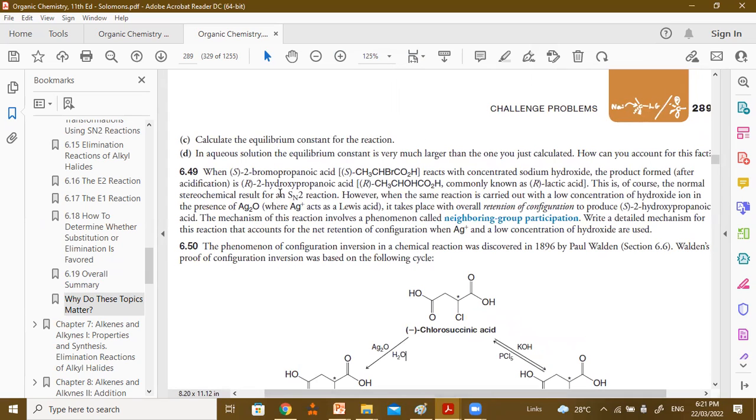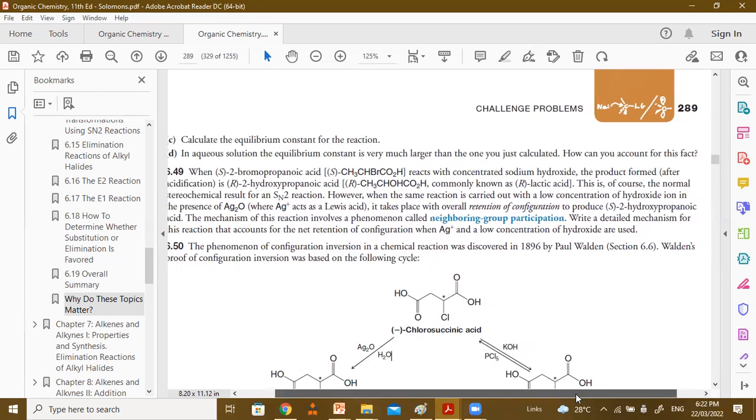When S-bromopropanoic acid reacts with concentrated sodium hydroxide, the product after acidulation is R-2-hydroxypropanoic acid. This is, of course, the normal stereochemical result for an SN2 reaction. However, when the same reaction is carried out at a low concentration of hydroxide ion, retention of configuration takes place, producing S-2-hydroxypropanoic acid. The mechanism is neighboring group participation, with retention of configuration.